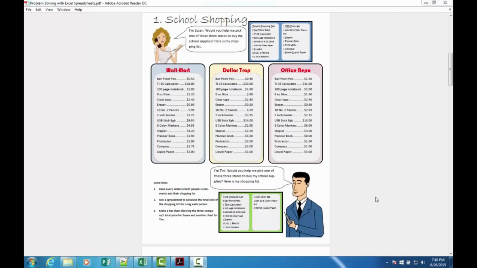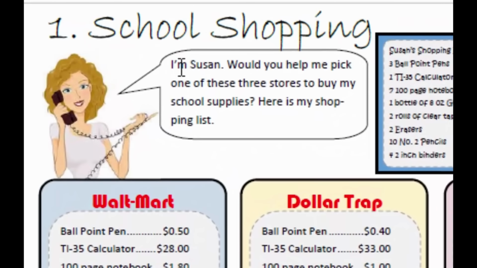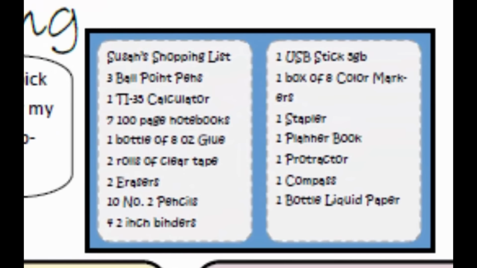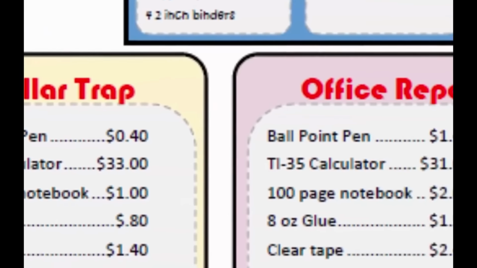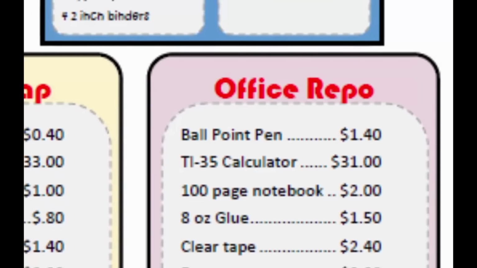In this first Excel problem, we're going to go on a shopping trip, and so we have a shopping list. Susan says, "I'm Susan. Would you help me pick one of these 3 stores to buy my school supplies? Here's my shopping list." And so to the right of the shopping list, you can see all the items that Susan would like to buy. Her choices are Walmart, Dollar Trap, and Office Repo.